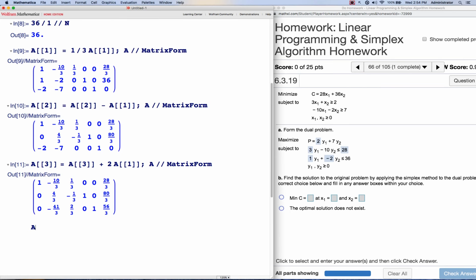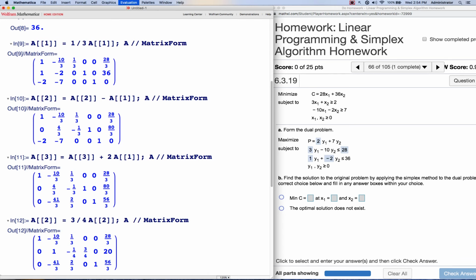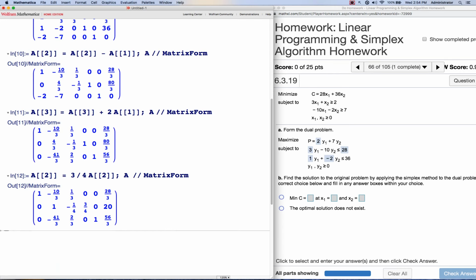Okay, so we're manipulating the second row this time, and that's going to be the reciprocal of 4/3, which is 3/4. Okay, that looks great. So this is going to have to become a 0, right? And that has to become a 0.